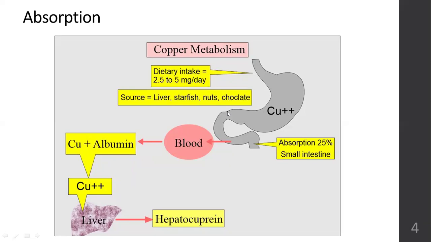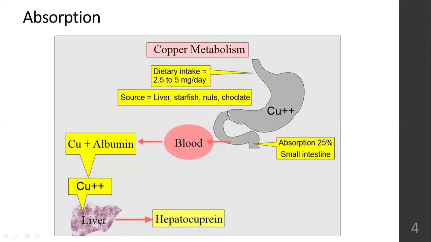And from the intestine, it goes into the blood. If it has to travel in the blood, copper is bound by a protein. Albumin is a protein found in blood serum. So there is an albumin and copper combination, because of which the copper is able to travel in your bloodstream, and through that it will reach your liver. Copper is stored in the liver in the form of hepatocuprein. So that's how the absorption and transportation of copper takes place.